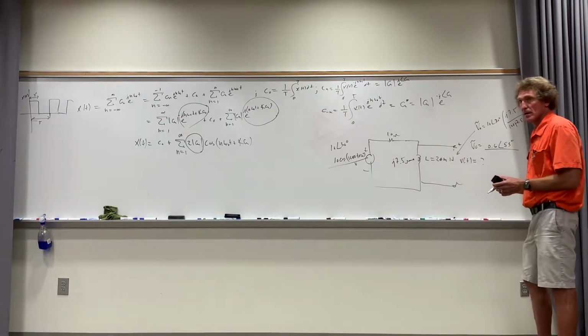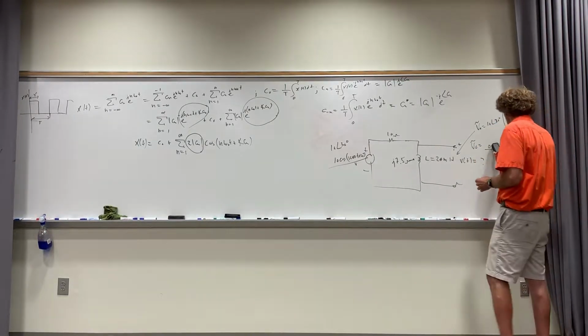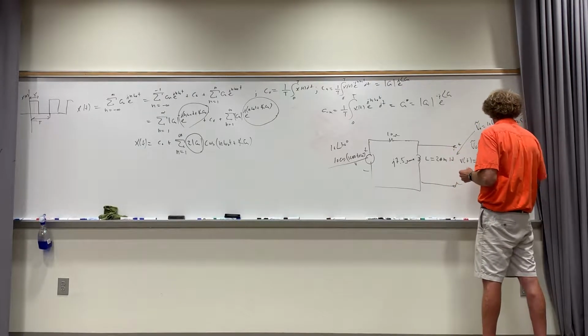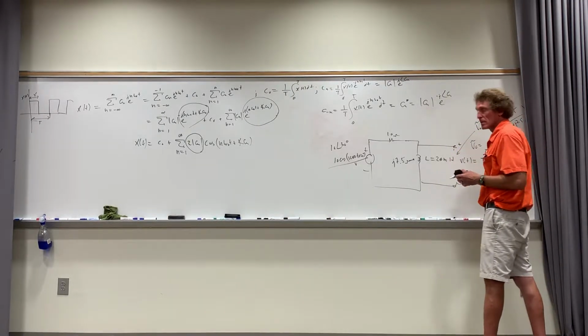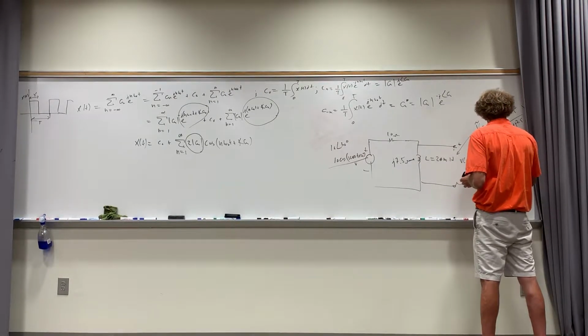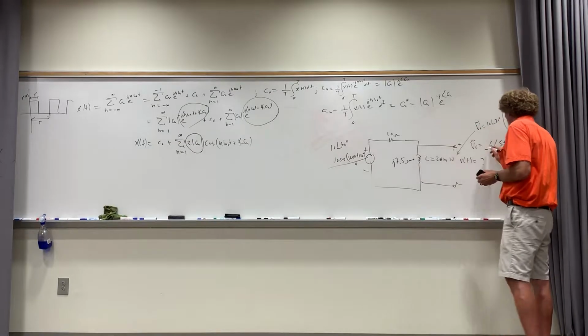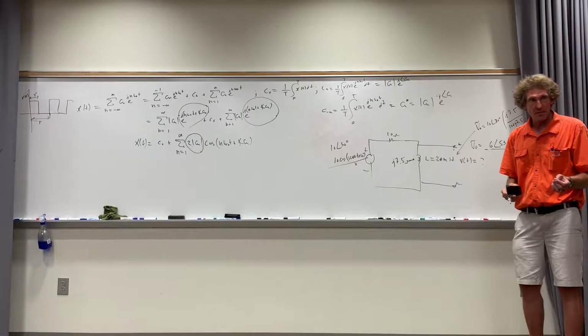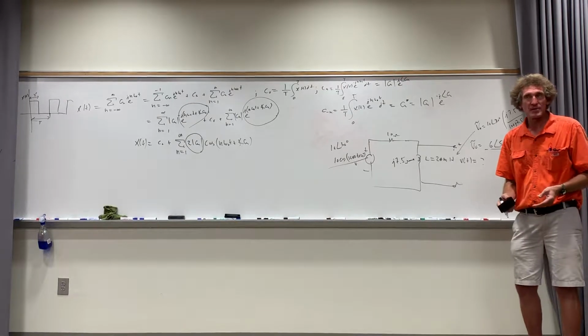Sorry, I got 6. I didn't multiply it by the voltage. And the angle too, don't forget. 6 at an angle of 53.1 degrees. All right? Now that's still not the time domain, right? But I'm your potential boss. I want the time domain.